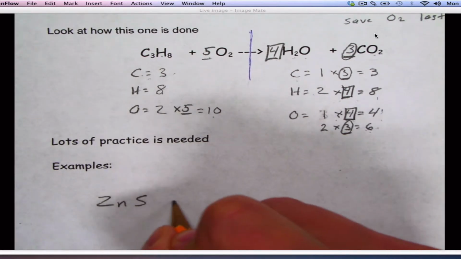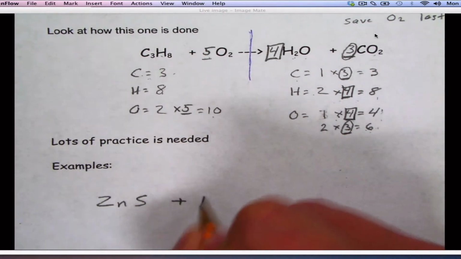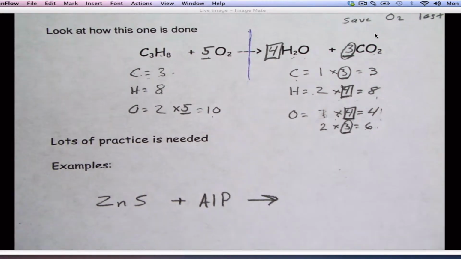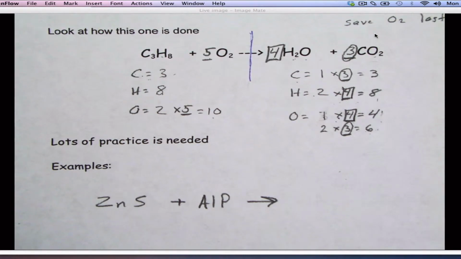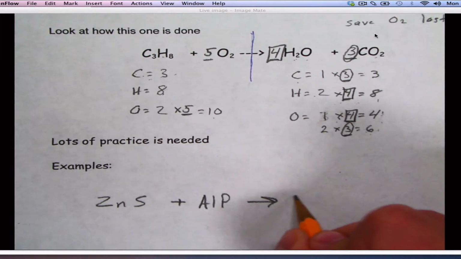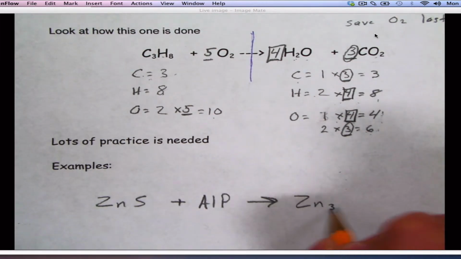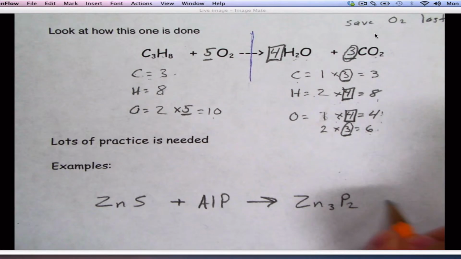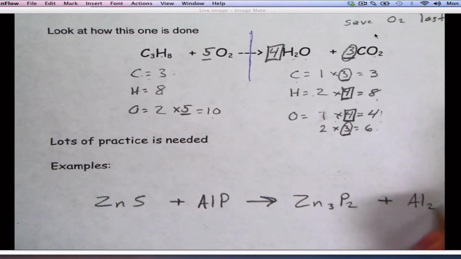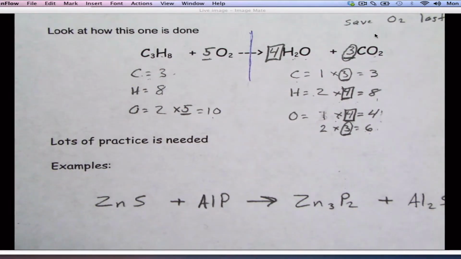ZnS reacts with... Now, if I were to give this to you and say, complete the reaction and balance it, that might come up, just so you know. ZnC3, P2, Al2, S3. Okay, so there's my reaction.